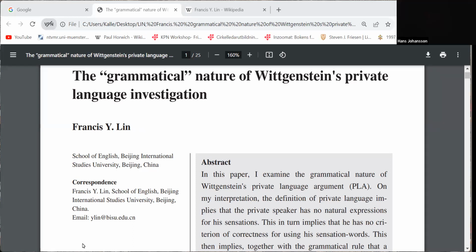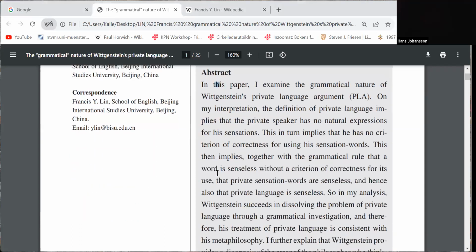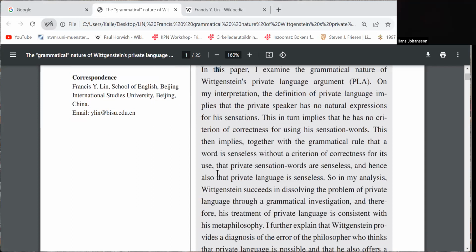Today I have the privilege and the honor to present a new paper by Francis Y. Lin, "The Grammatical Nature of Wittgenstein's Private Language Investigation." A note already at this instance is that I'm going to use the acronym PLA for the private language argument, for convenience.